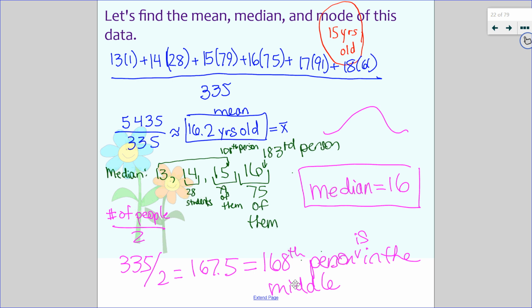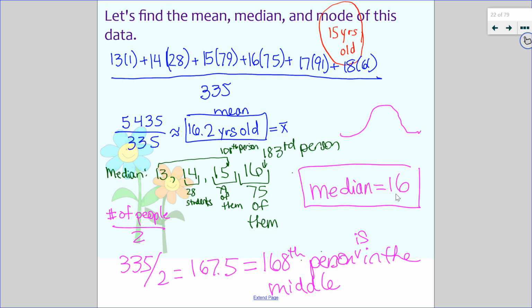Our distribution must be very bell curve-ish, in that our median and our mean are very close to one another. They might even be exactly the same, or very close. I didn't get to how close the 168th person is to 0.2, but here I am. We know my mode is 15, but my mean is 16.2. My median and my mean are basically the same.